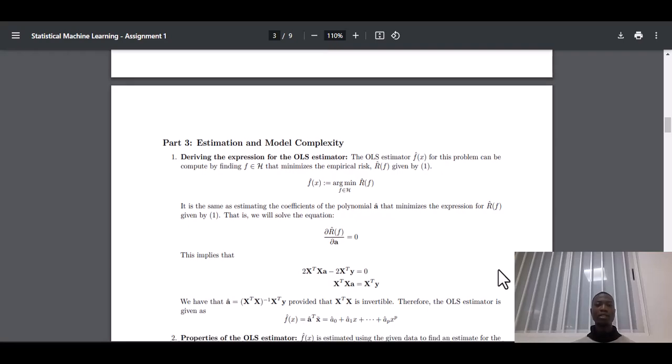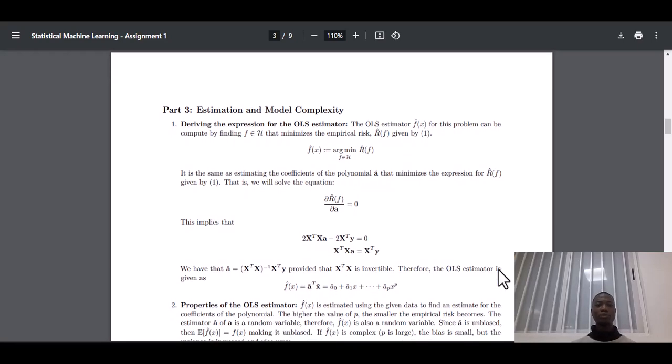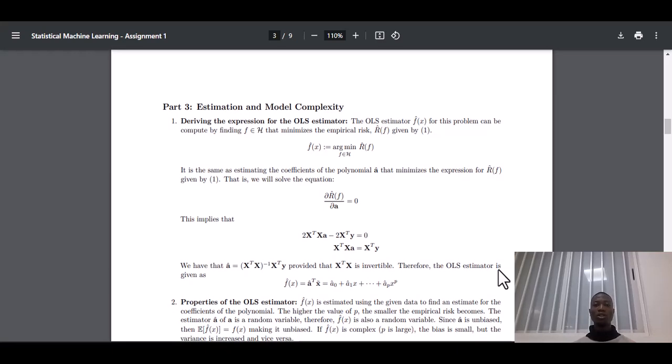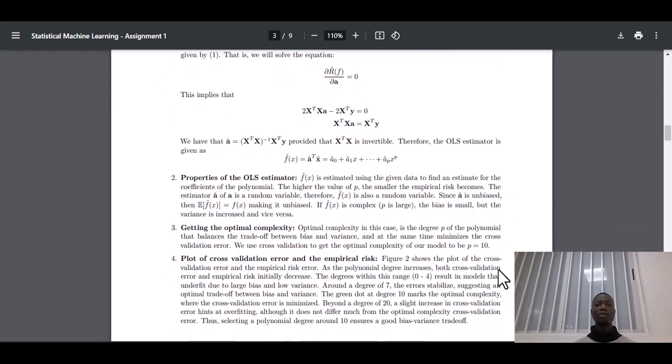So moving on to estimating the best model for our data. To do this is just by finding the OLS estimator, the ordinary least squares estimator. This is just finding the machine that minimizes the empirical risk, and this boils down to finding the coefficients of the polynomial that minimize the expression for the empirical risk. This leads us to differentiating the empirical risk and equating to zero, leading us to solving the normal equation.